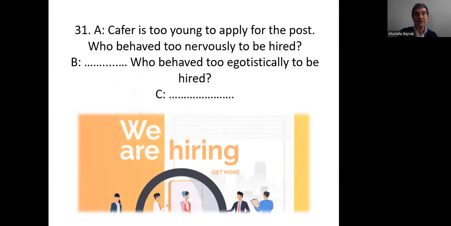Dialogue 31A. Jafer is too young to apply for the post. Okay. Who behaved too nervously to be hired? So, Turgay behaved too nervously to be hired. So, they didn't hire him. We understand that they didn't hire Turgay.